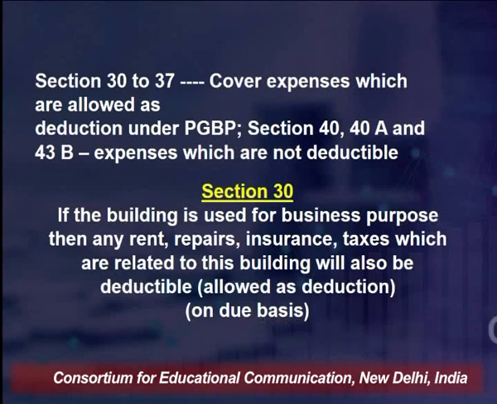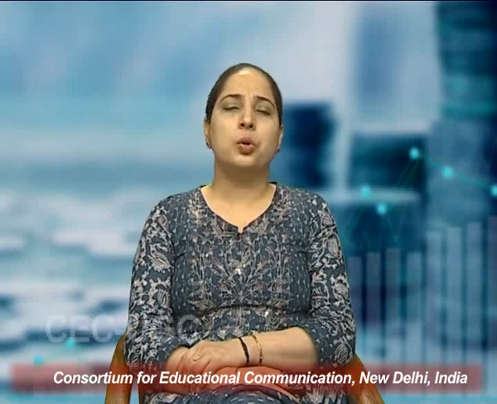So starting with section 30. Section 30 says that if you are using any building, in terms of paying rent for that particular building, for the purpose of your business, for conducting any commerce or trade activity, then whatever amount of your rent, repairs, insurance, taxes corresponding to the same will be allowed as a deduction. That means whatever your income is under the head PGBP, you will be allowed a deduction under section 30 with respect to the rental expenses, insurance expenses or the taxes with respect to the building. But the building should be used for the business purpose. Then only the expenses will be allowed as deduction under the head PGBP.